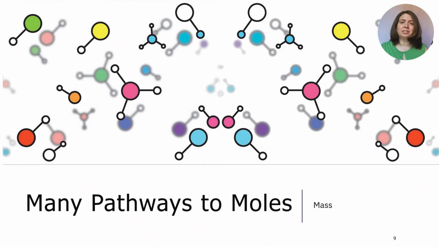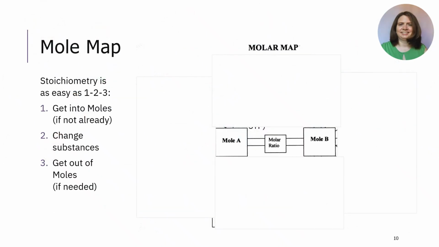In this video, we are going to extend our understanding of stoichiometry by combining the molar ratio with many of the pathways into and out of moles that you have learned throughout the course. This diagram is called a mole map. The mole map helps you decide which conversion factors you need in order to get into moles and which conversion factors you need to get out of moles.